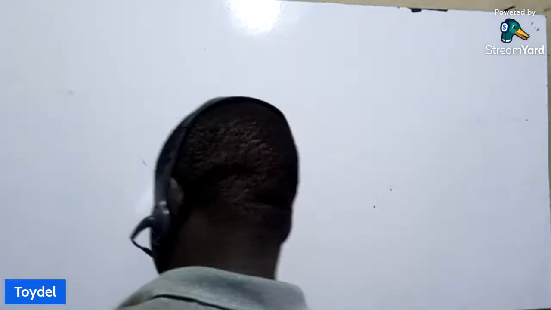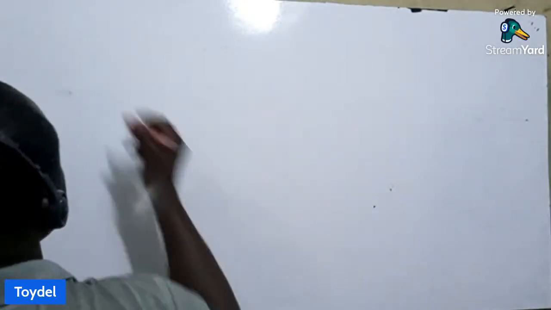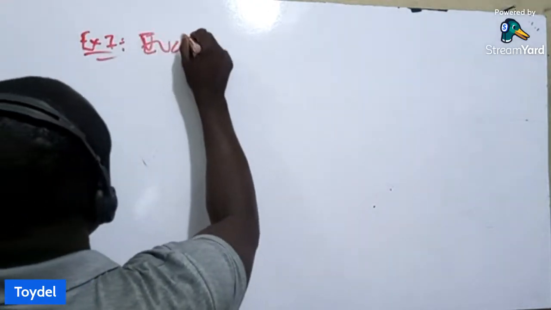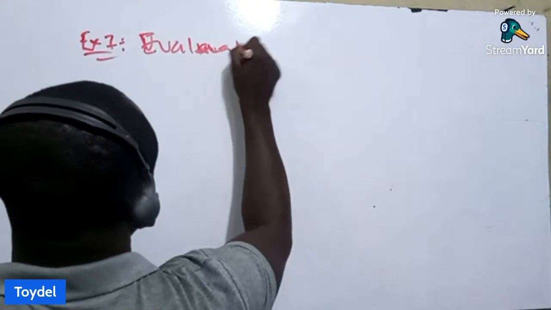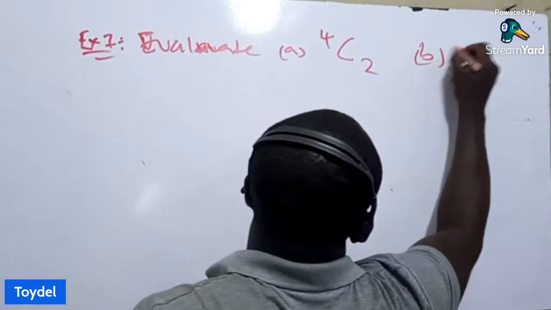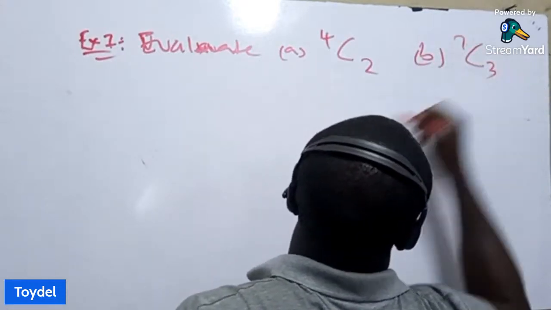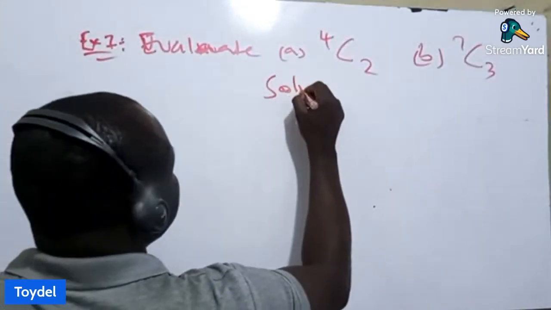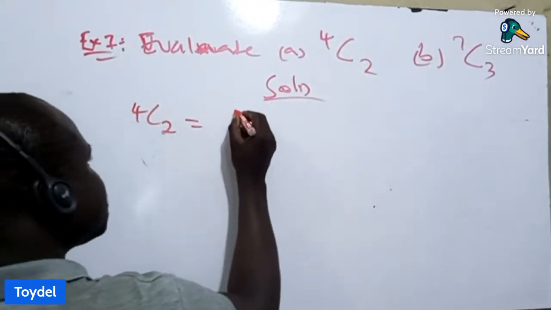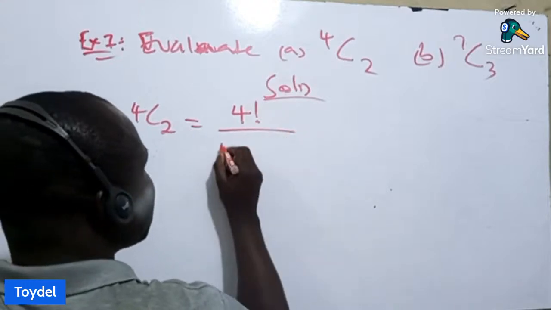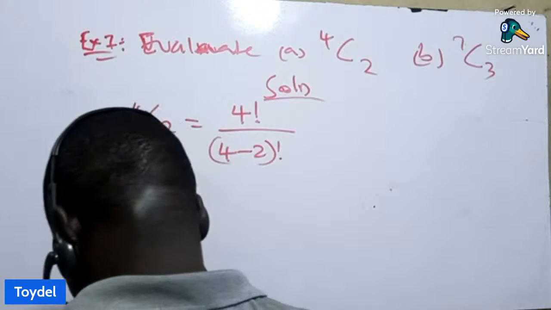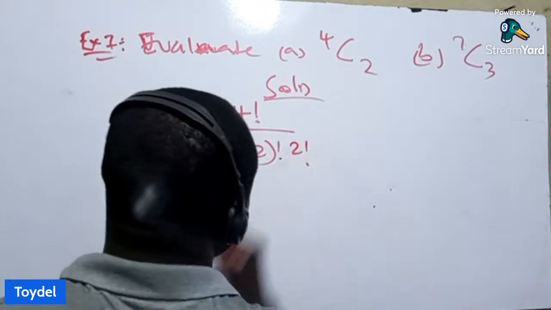So let's take one or two examples under combination. Let's say evaluate A, 4 combination 2, and B, 7 combination 3. In this case, we have created something like this under permutation. When we have 4 combination 2, this will give us 4 factorial all over 4 minus 2 factorial, 2 factorial.